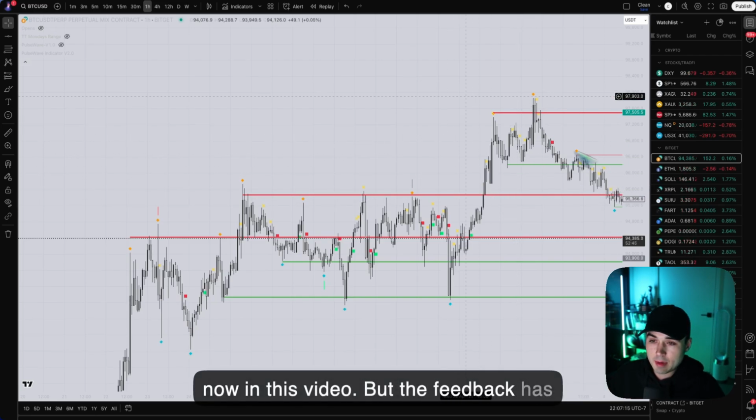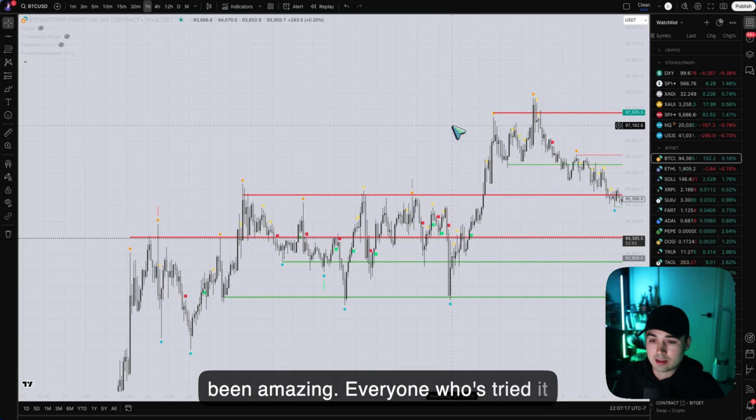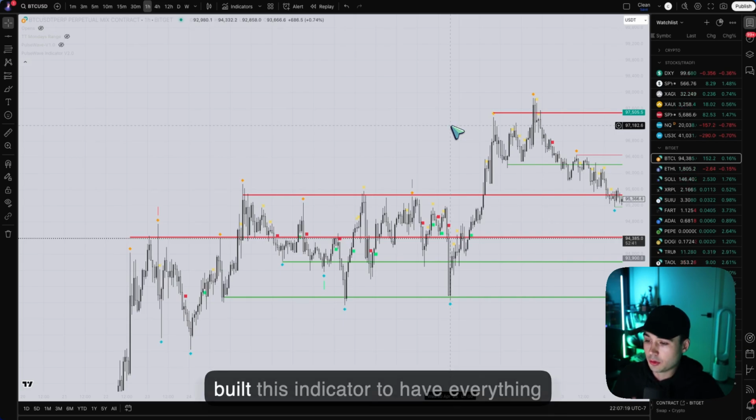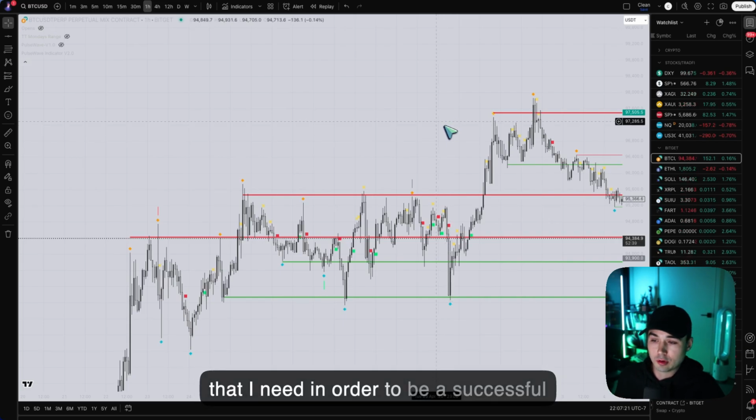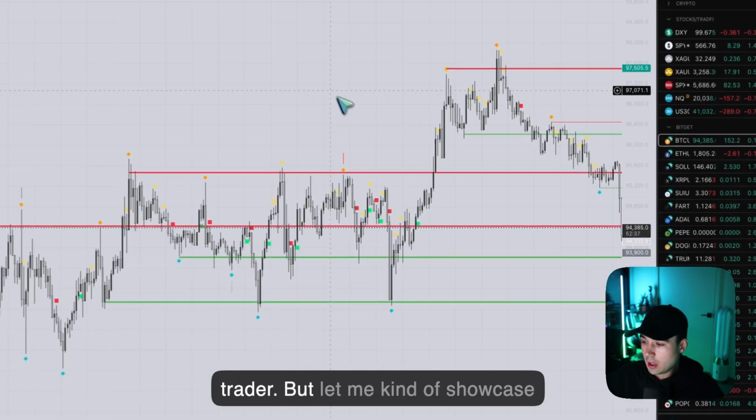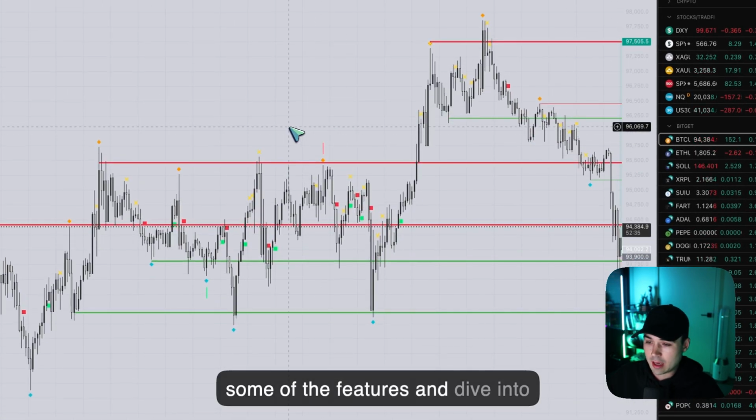But the feedback has been amazing. Everyone who's tried it has loved it, and I personally have built this indicator to have everything that I need in order to be a successful trader. But let me showcase some of the features and dive into more stuff.